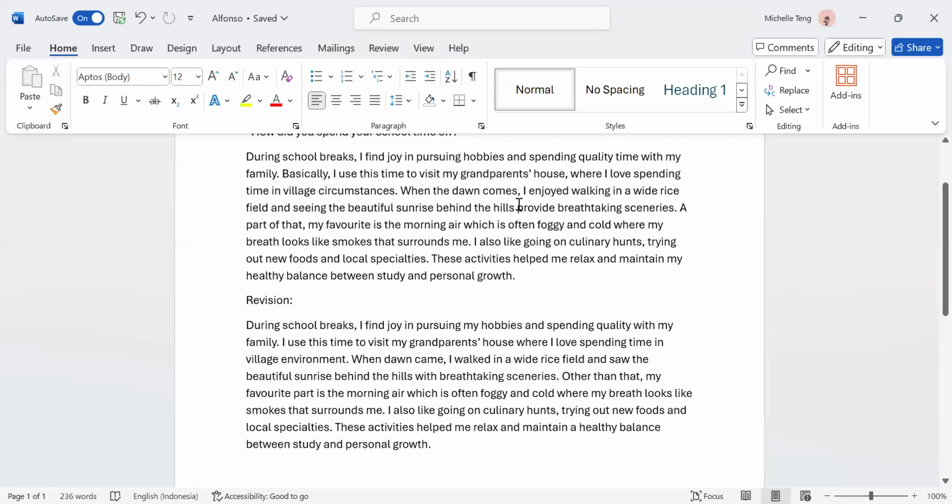So, "When the dawn comes, comma, I enjoyed walking in the white rice field and seeing the beautiful sunrise behind the hills provide breathtaking sceneries." I think this sentence is a little bit lengthy, but the usage of the comma is already correct.